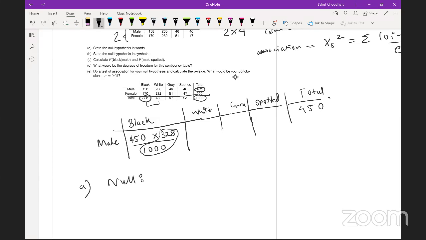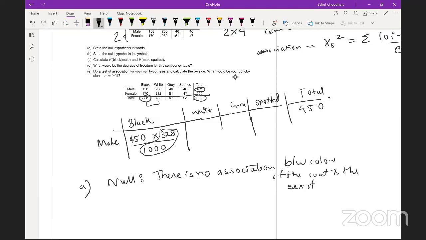So what is a null? So there is no association between the color of the coat and the sex of the dog. What does it mean to say in words? Sorry, in symbols? So there are multiple ways to think about this, right?